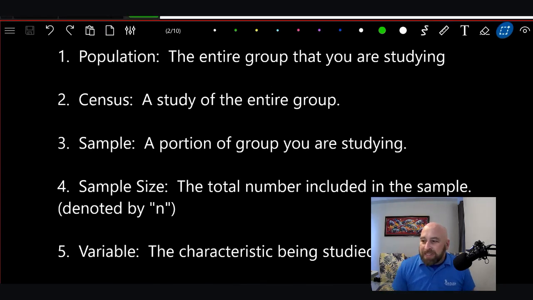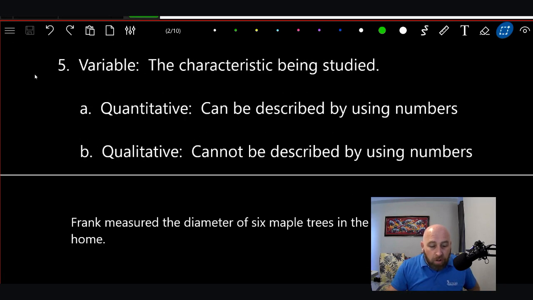All right, so what was his sample? He sampled 6 trees. So really his sample and his sample size are kind of one and the same. You could just describe both of them by saying 6 trees or 6 maple trees. Number 5 is the variable. So what was his variable? I guess the diameter is the variable, because that's the thing that was changing. The maple trees remained the same, but the diameter of the trees changed. Now, is that qualitative or quantitative?